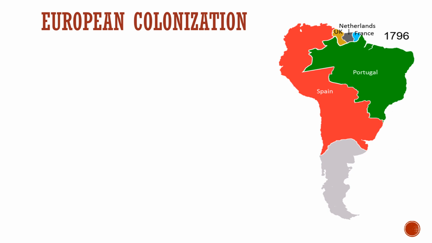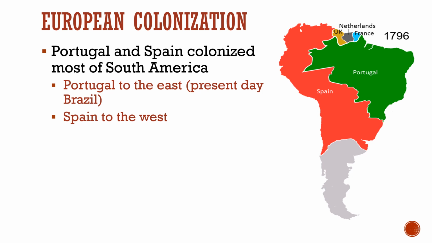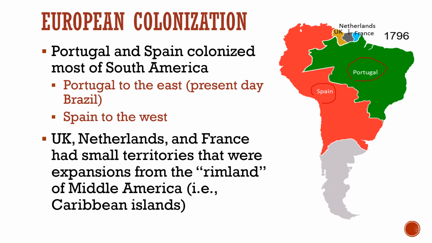All right, so now if we look at this European colonization, so of course after the Incas, then Europe, of course, and the Spanish conquistador came in. So Portugal and Spain actually colonized most of South America. As you can see here, Portugal more on the east side, which is present-day Brazil, and Spain more on the western side. A few others involved up here.